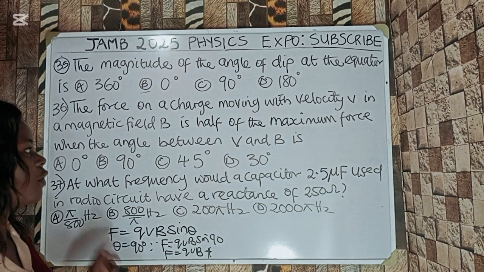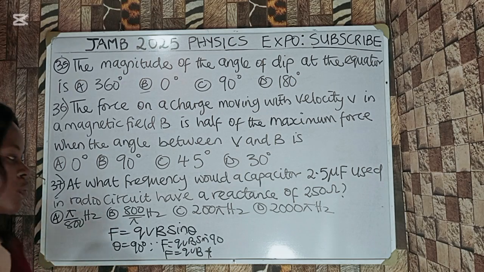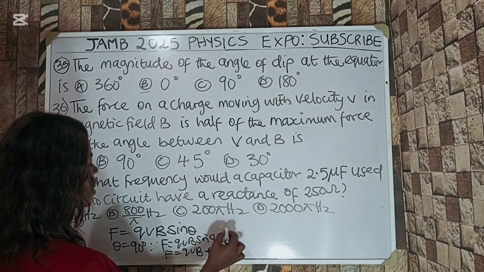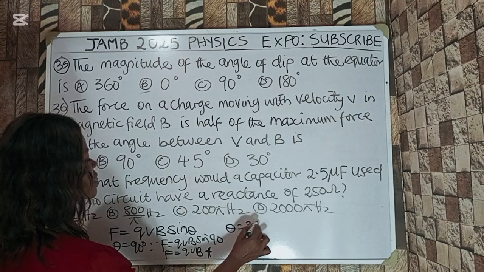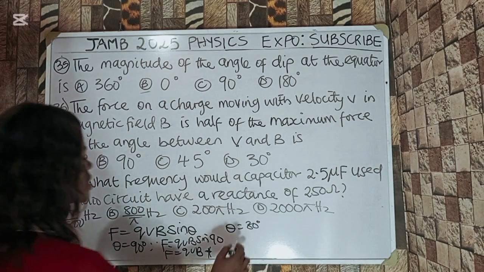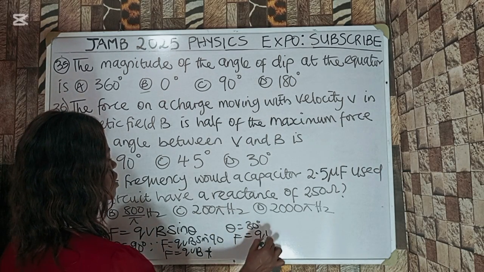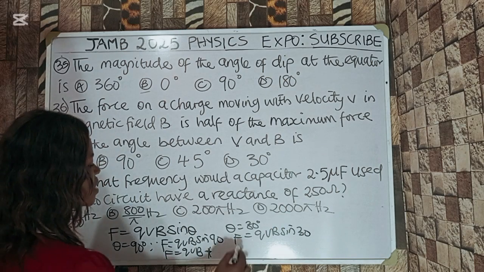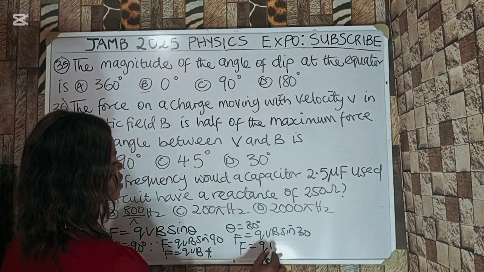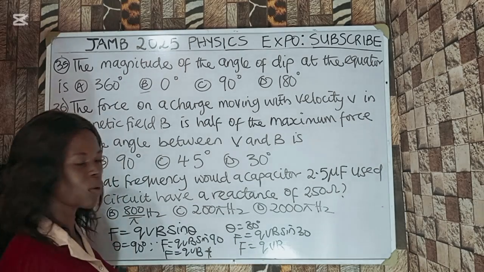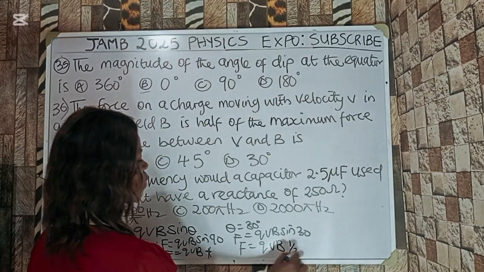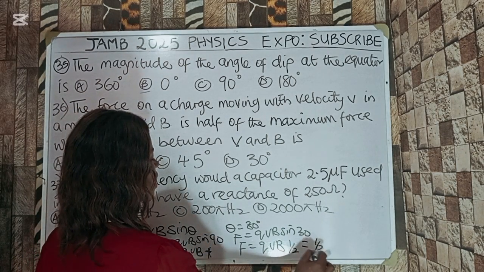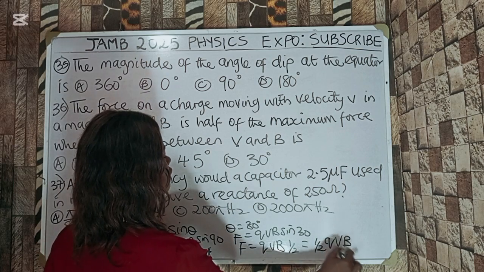But we are looking for where half of the maximum force will be obtained. So let's try when theta is 30 degrees. When theta is 30 degrees, F is equal to QVB sine 30. So F is equal to QVB times sine 30, which is 1 over 2. So this is half QVB.